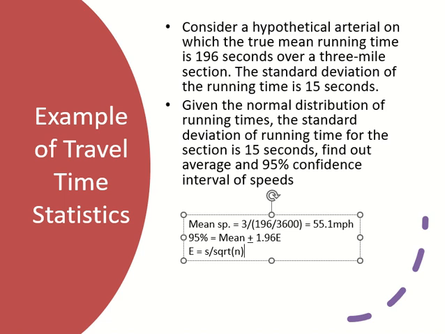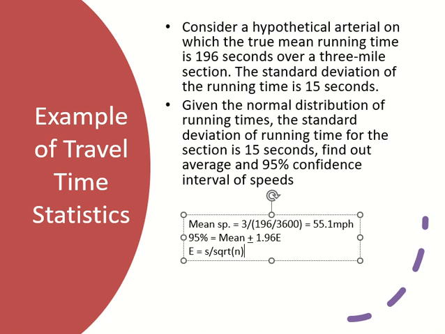Do we have S? How much? 15 seconds is the standard deviation given. How about the number of samples? Is it given? No. Now you have to look at the statement of the question. What's the word they are using with the mean? True. Wherever the word true is used with any statistic, that means it is for the entire population.